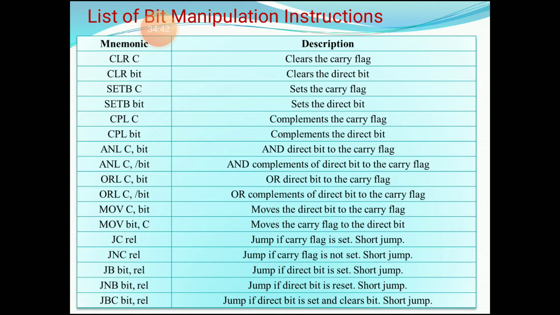Similarly, ORL performs the logical OR operation between the bit specified in the instruction and the carry flag. The MOV instruction copies the bit data from the specified bit to the carry flag. JC rel, this instruction jumps to the specified address if the carry flag is set. JNC, if the carry flag is reset. JB, jump to the specified address if the corresponding bit is set. JNB, jump to the specified address if the bit is not set. JBC, jump to the specified address if the bit is set, and after that it will clear the bit and transfer the control to the specified address.